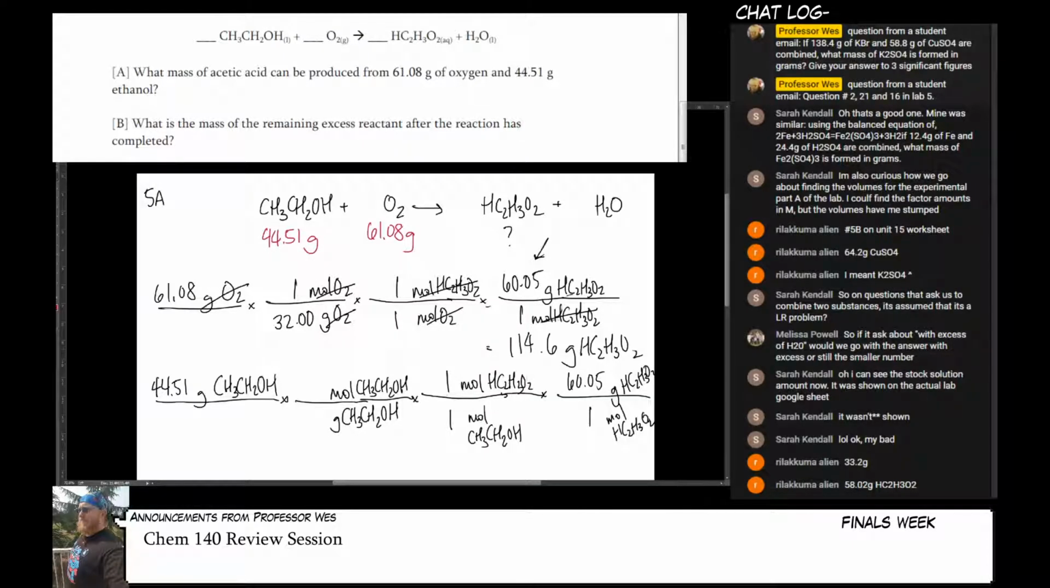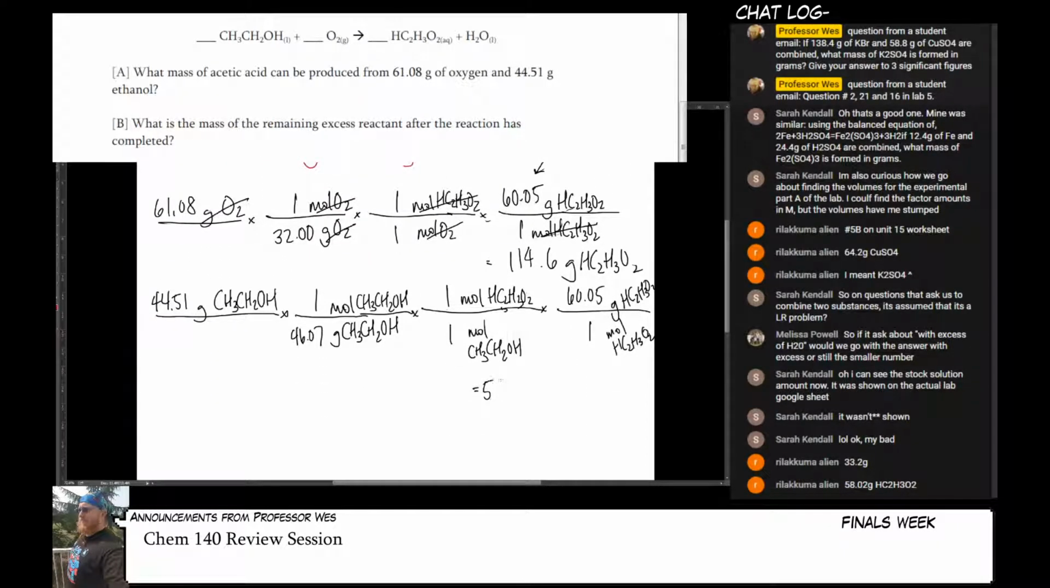And then, I don't know what ethanol is, so let's look that up. CH3CH2OH, 46.07. And then we'll punch in all the numbers. 44.51 times 1 times 1 times 60.05 divided by 46.07 times 1 times 1. And I get 58.02 grams of acetic acid.